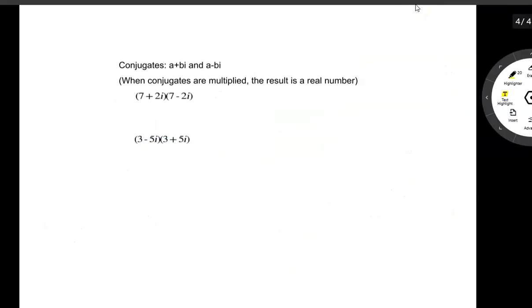Okay, let's look at division. Before we do division, we need to define conjugates, and you'll understand why when we get to the division. Conjugates are two complex numbers where the only difference is the sign on the imaginary part. It's this sign right here. A plus Bi and A minus Bi are conjugates.